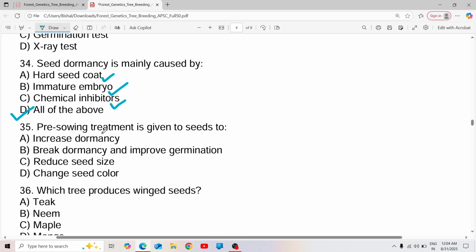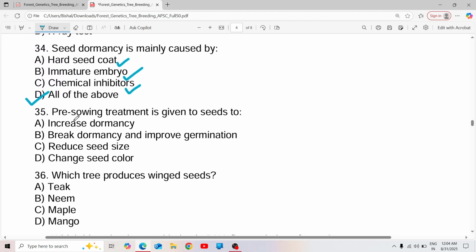Question number 35. Pre-sowing treatment is given to seeds to increase dormancy. No. Pre-sowing treatment is given to the seeds to break dormancy and improve germination. That is the correct answer.